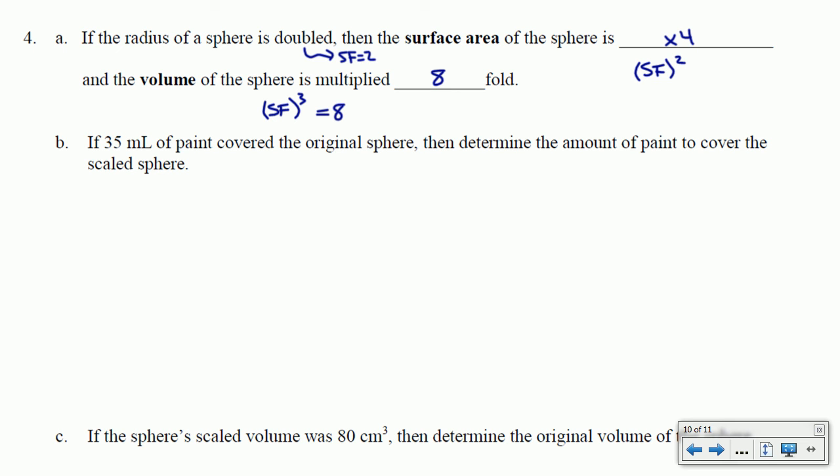In part B, if 35 milliliters of paint covered the original sphere, then determine the amount of paint to cover the scaled sphere. So this volume of paint required to cover the surface of the sphere should scale the same way as the surface area of the sphere. So if the surface area of the sphere increases 4 times, then the amount of paint required should be 4 times the original amount, and we get 140.